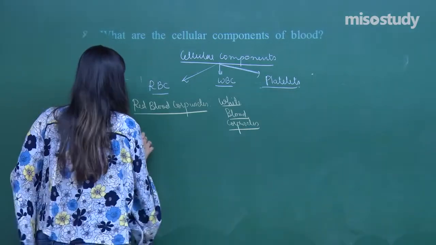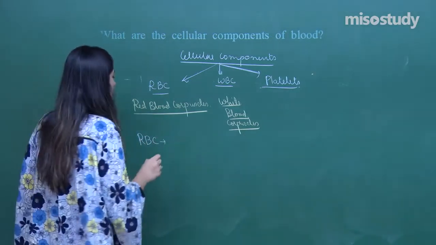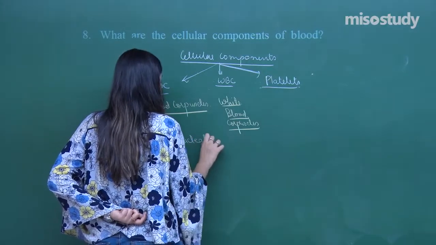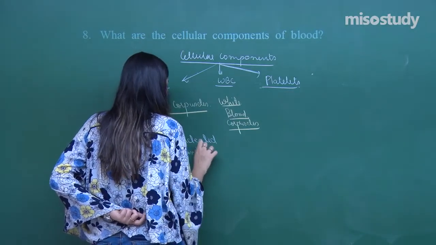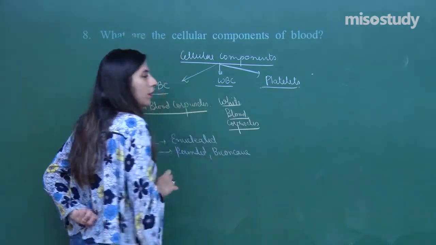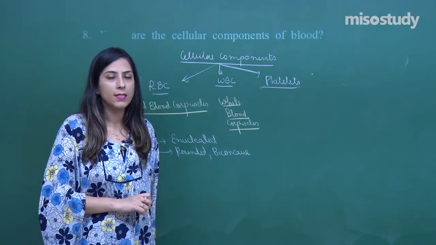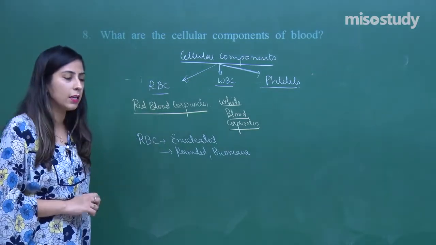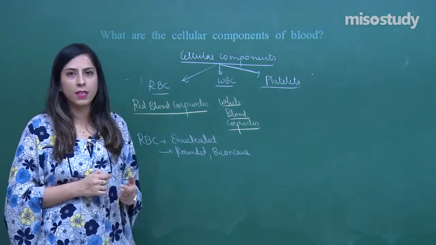Now let us discuss RBC. RBCs, they are mostly enucleated. They may be rounded, biconcave in shape, right? And what is the function of RBC? They carry hemoglobin with it, right? And what is the function of hemoglobin? That carries oxygen as well as carbon dioxide. So, for the transport of different gases, basically for respiration, these RBCs are required.